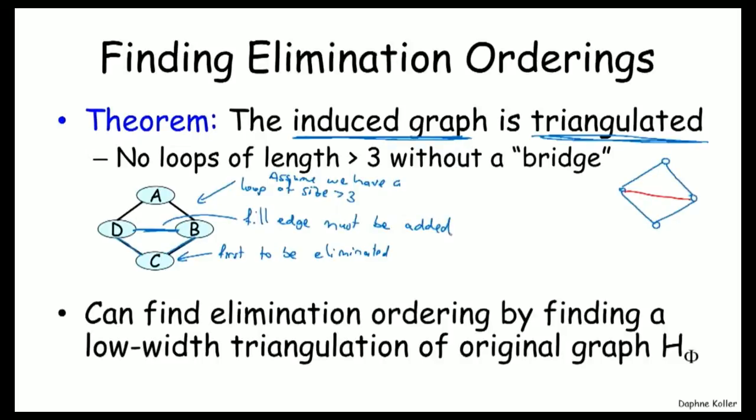So it turns out that one way to find an elimination ordering, an alternative to the heuristic that I mentioned earlier, is to find a low-width triangulation of the original graph. And there's been a lot of work in the graph theory literature on triangulating graphs, which we're not going to talk about, but it turns out that you could use all of that literature for finding good low-width triangulations and then use that for constructing an elimination ordering.